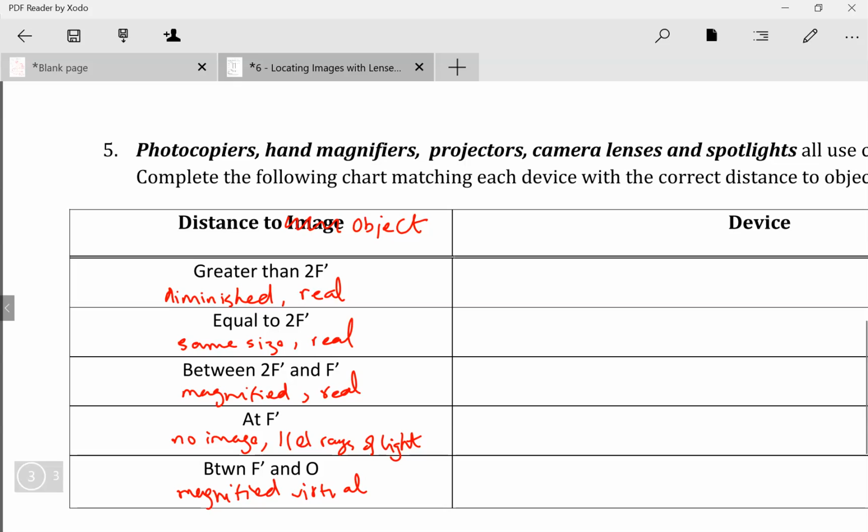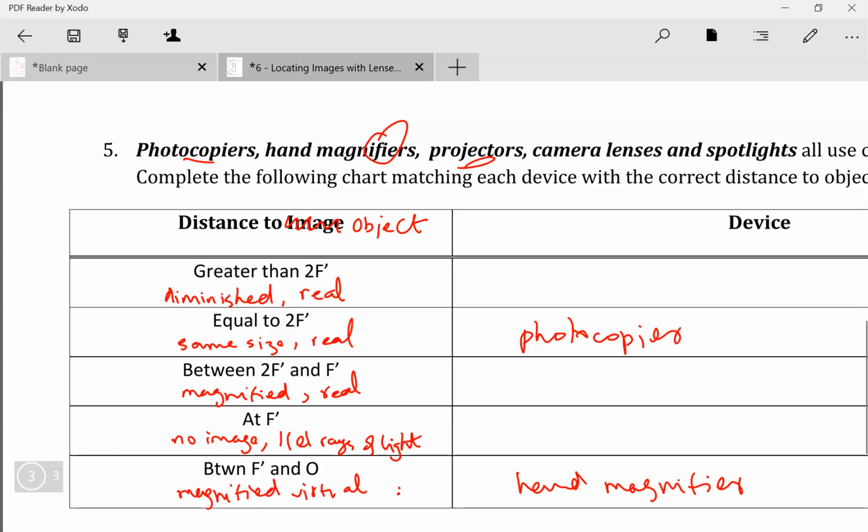For example, a photocopier: you want your image to be the same size as your object. So that would go in here, photocopier. How about a hand magnifier? You want your hand magnified on the same side as where your hand is, right? So you want a virtual image, but you want a magnified image. So that would mean this is where a hand magnifier is used.